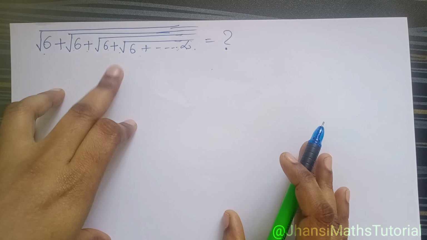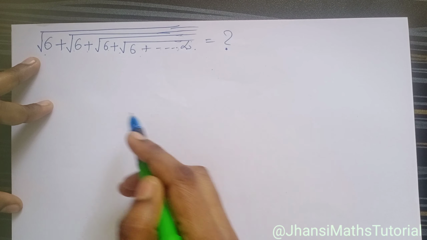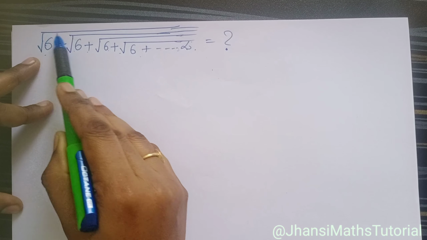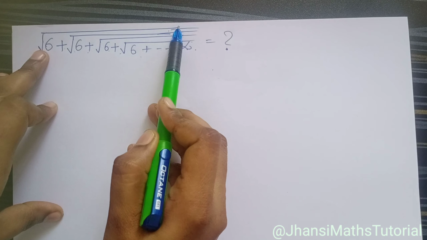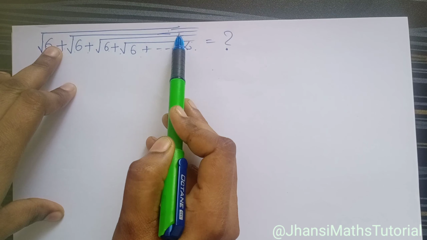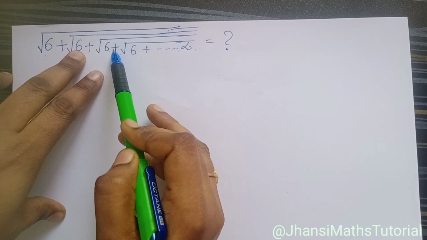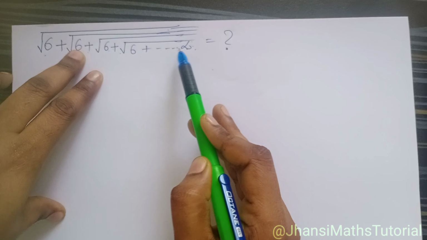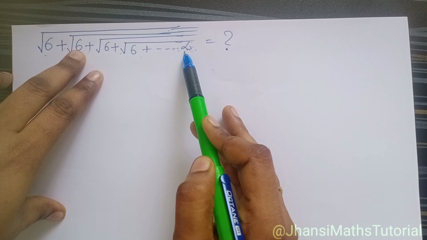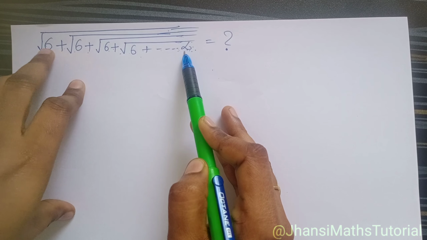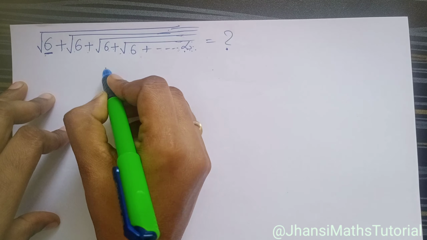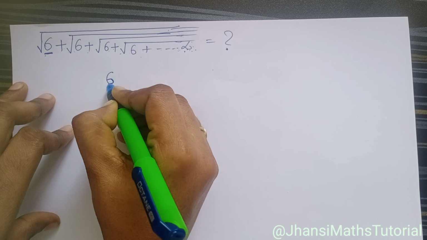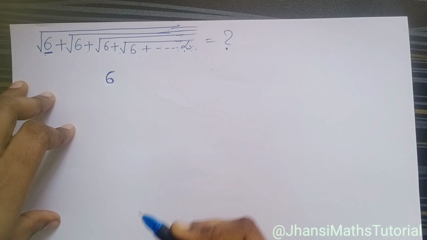So now if we get into the question, what is the question given here? Square root of 6. See, this root is for all. Square root of 6 plus again root of 6 plus root of 6 plus root of 6, that up to infinity. So it's endless. For this type of questions, first what we should do is, let us take the given number in the question. The given number in the question is 6.